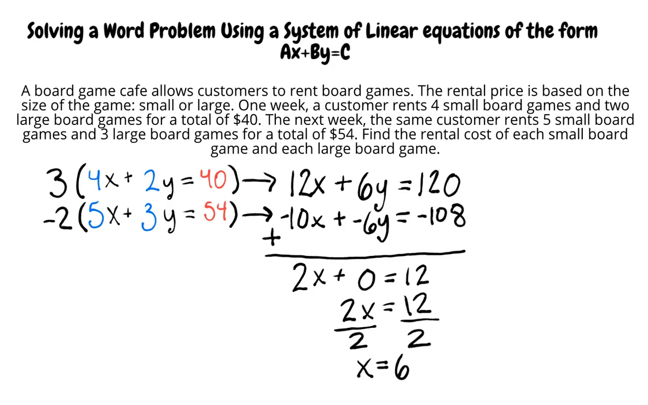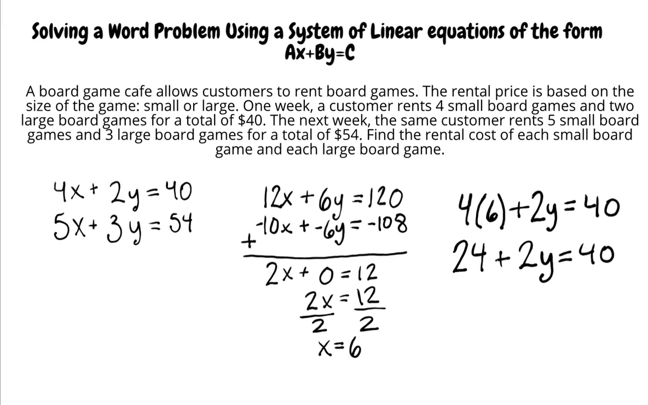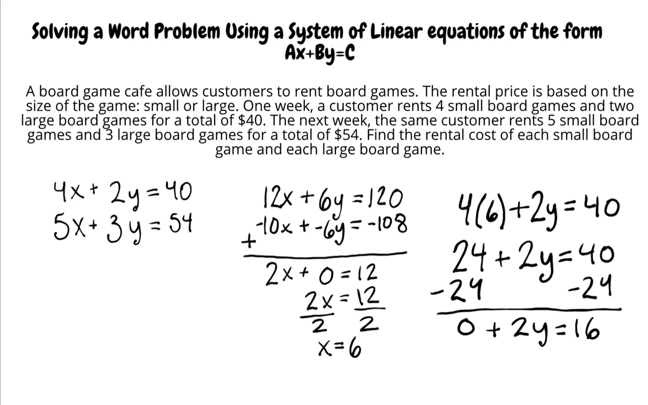Now, can we substitute in 6 for x in either of the equations? Yes, we will substitute x equals 6 into the first equation. 4 times 6 is 24, so the equation becomes 24 plus 2y equals 40. Subtract 24 from both sides and write 2y equals 16. Divide both sides by 2, and we get y equals 8.